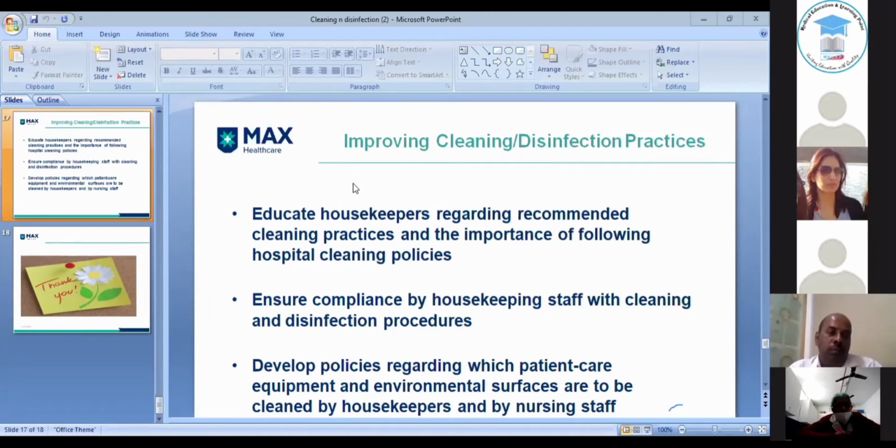Fogging is advised according to CDC. Fumigation is not allowed. Fogging is advised according to CDC. That's a correct thing. We can do a fogging. In place of glutaraldehyde we can use OPA, ortho-phthalaldehyde. Okay, that is not barred from NABH. We can use that.